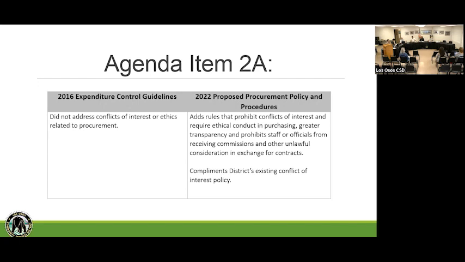This one, oh yeah, we didn't have any kind of language for conflict of interest and ethical conduct for staff or our officials. So this is just adding something that we feel would kind of round out the policy.